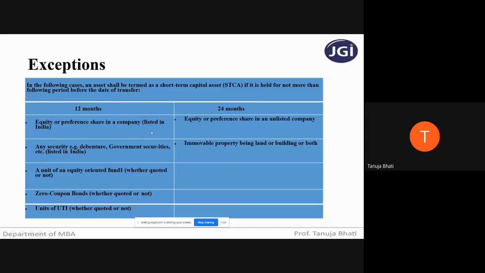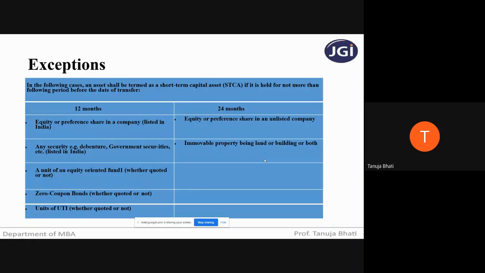So students, is this clear? When you have to consider 12 months, when you have to consider 24 months, and when you have to consider 36 months. Have you understood how to bifurcate a capital asset into a short-term and long-term capital asset? Have you understood this portion? Yes, ma'am.